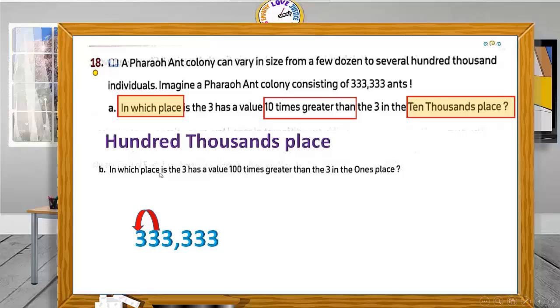B. In which place does the 3 have a value 100 times greater? Focus well. Place value asks you about the name of the place.